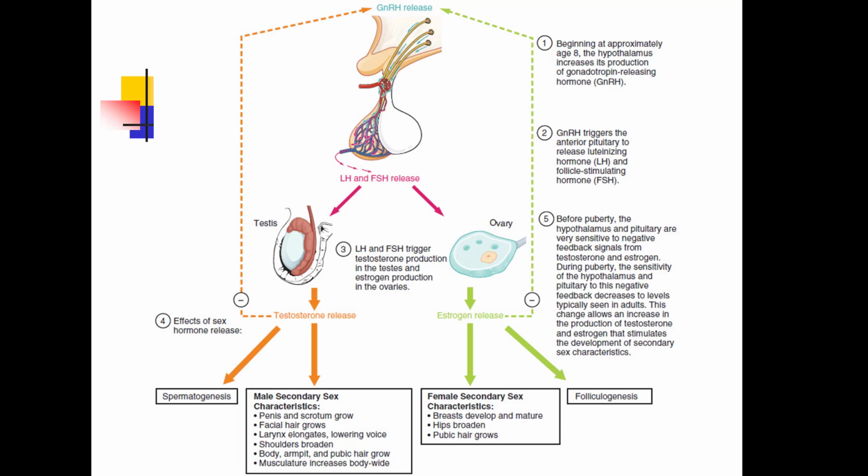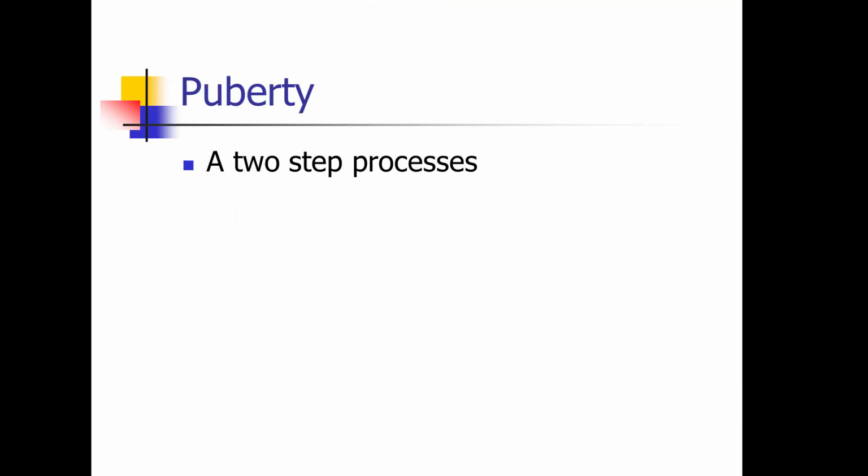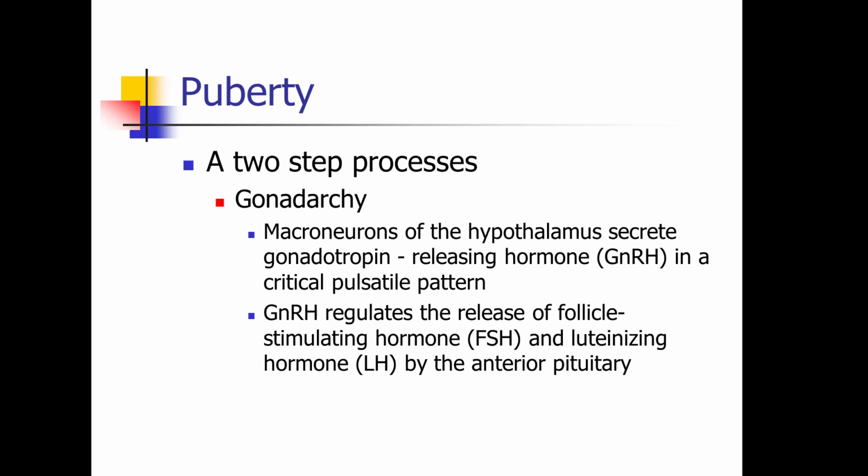Before puberty, the hypothalamus and pituitary are very sensitive to negative feedback signals from estrogen and testosterone. During puberty, the sensitivity of the hypothalamus and the pituitary to this negative feedback decreases to levels typically seen in adults. This change allows an increase in the production of testosterone and estrogen that stimulates the development of secondary sexual characteristics. The next stage in puberty, therefore, is gonadarche, where neurons of the hypothalamus secrete gonadotropin releasing hormone, as noted in the slide previously, and gonadotropin releasing hormone regulates the release of follicle stimulating hormone and luteinizing hormone by the anterior pituitary gland. This should all be a refresher from your physiology and pathophysiology.